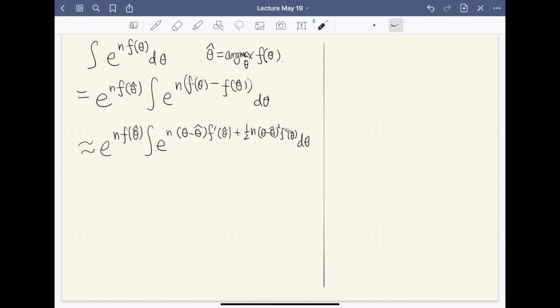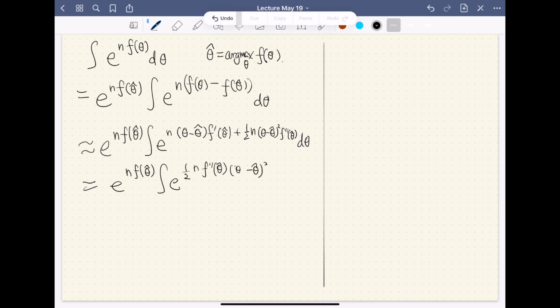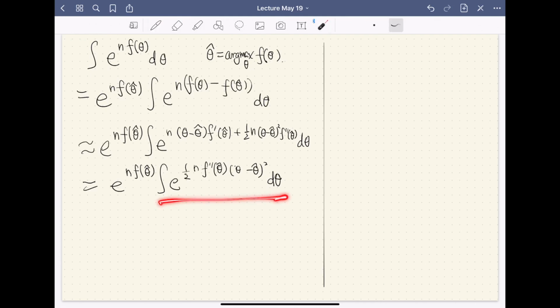Okay? All right, so we have the first order Taylor expansion and the second order Taylor expansion. Now, this guy is 0. This is because theta hat is the maximizer. Therefore, its derivative is 0. Okay, so we only have the second order term. Now, you can actually calculate this integral, right? Because what is in the integral is proportional to the Gaussian density function. Okay, so you can just use the Gaussian integral formula to evaluate this integral. The solution is just the normalizing constant of Gaussian distribution.